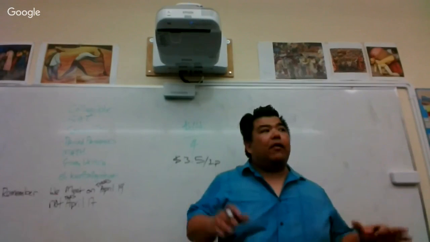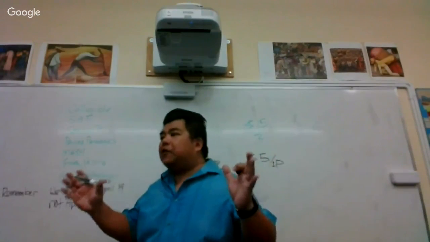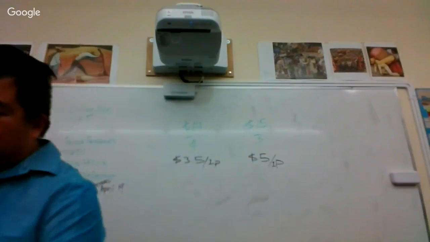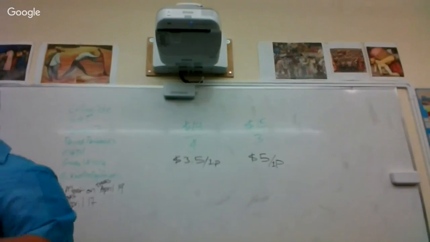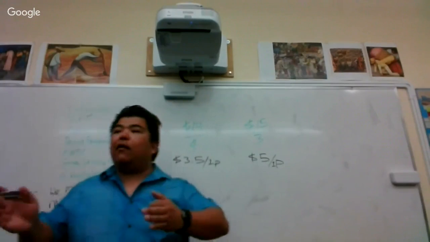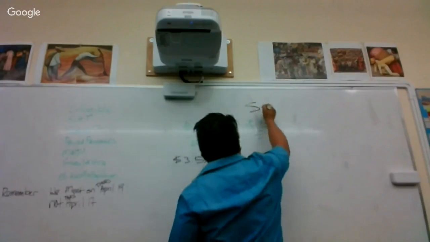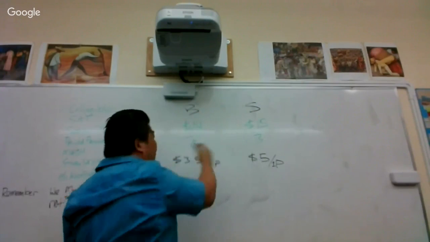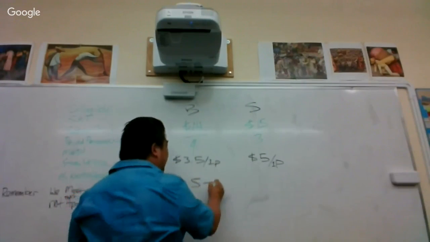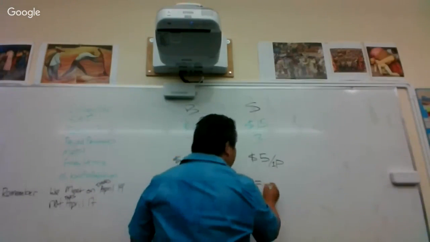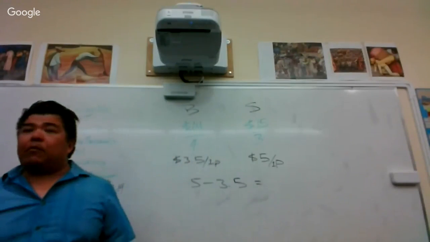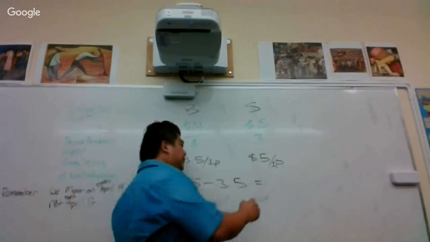The most important thing, the first reaction you guys should get on this question, is they're talking about profit. And the profit equation is always sell minus buy. So this is the selling, this is the buying, so we're gonna flip the order. This is 5 minus 3.5. The typical profit per pineapple is $1.50.